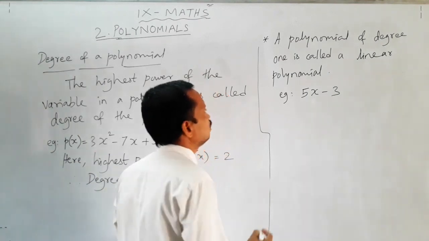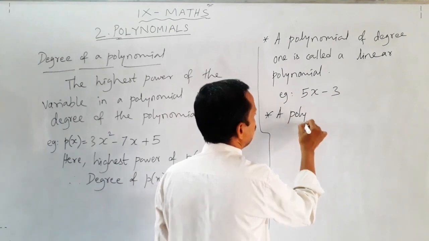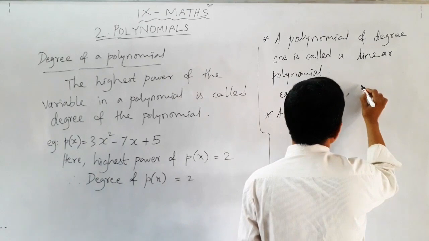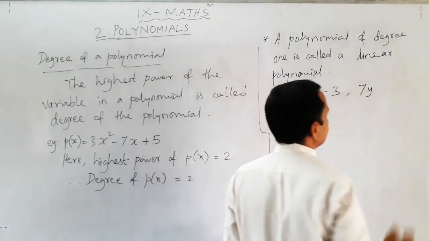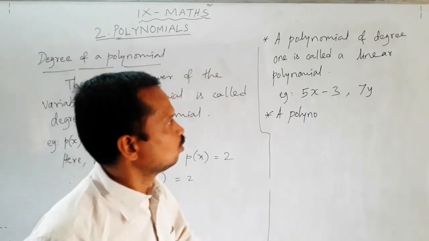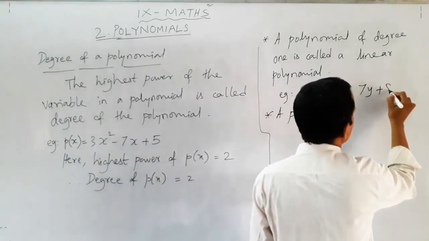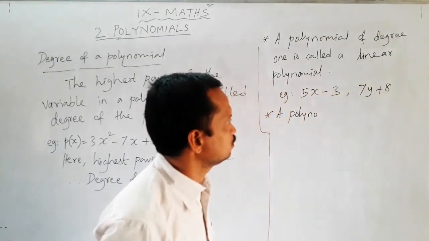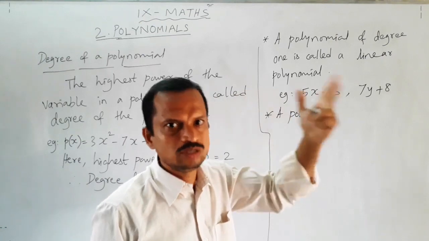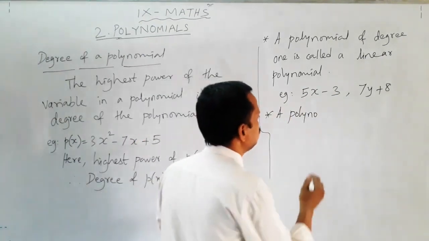Linear polynomial. Second one, many examples you can take. 7y plus 8, a polynomial in variable y. Here also the variable is y and whose exponent is 1. So the degree is 1. The highest power is 1. So degree is 1.